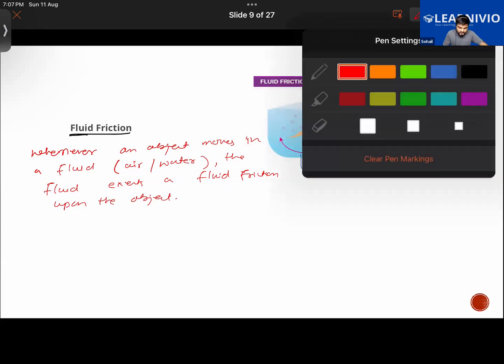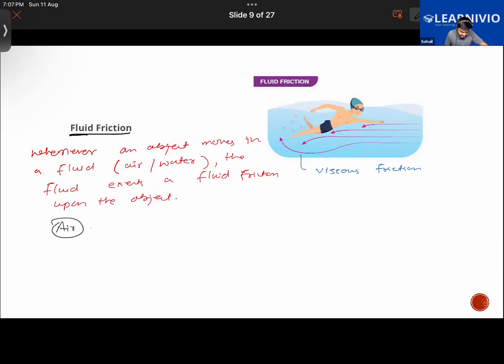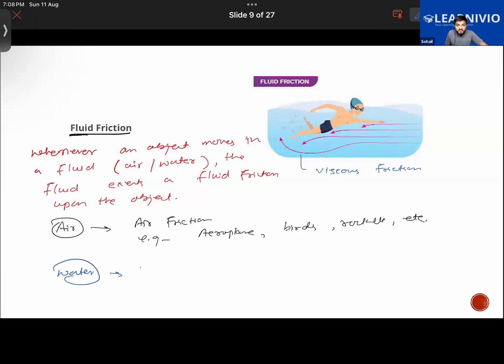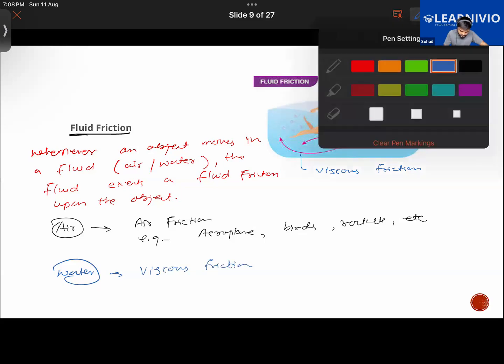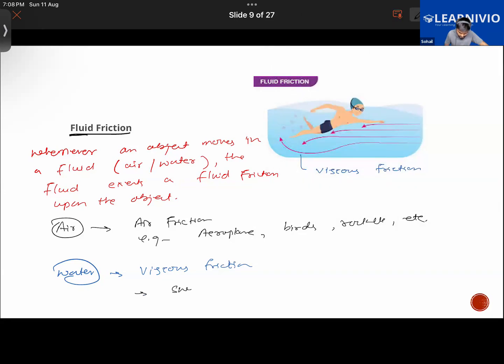Furthermore, when this takes place in air, it will be called air friction. We have examples of aeroplanes, birds, rockets, etc. Furthermore, when we talk about water, there the fluid friction will be called viscous friction. Examples are swimmers, sea divers, fishes.